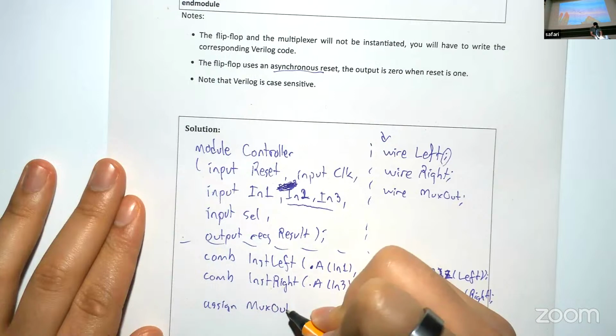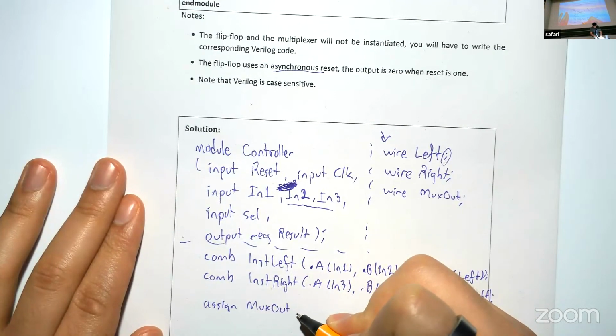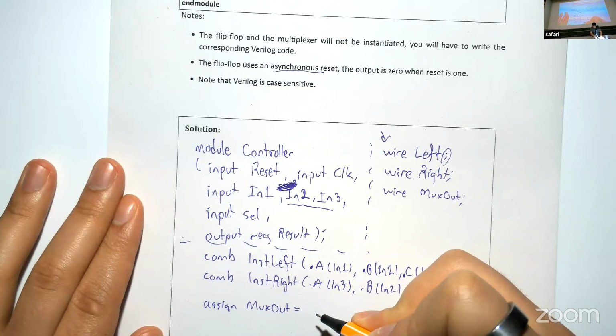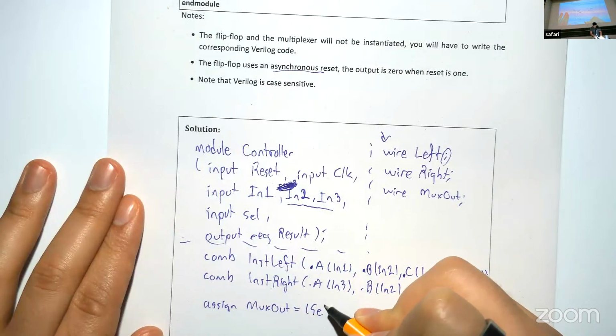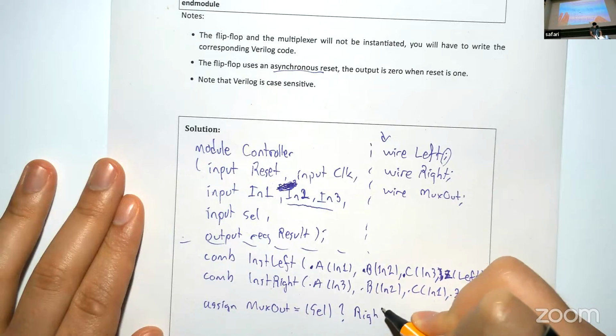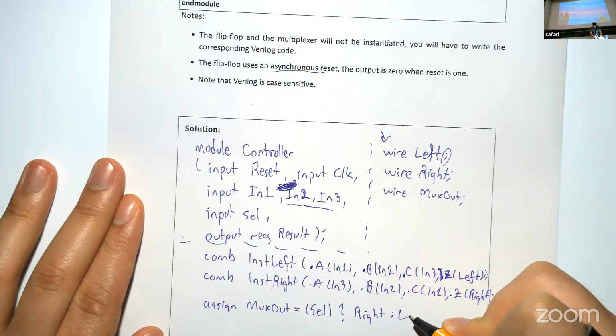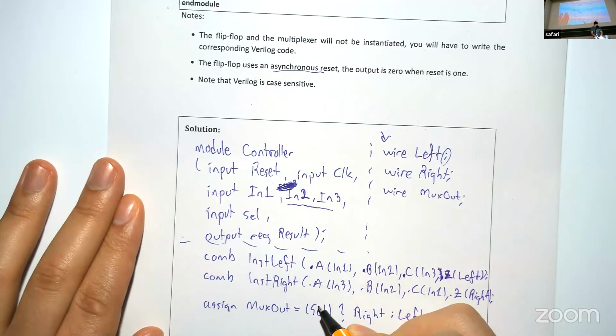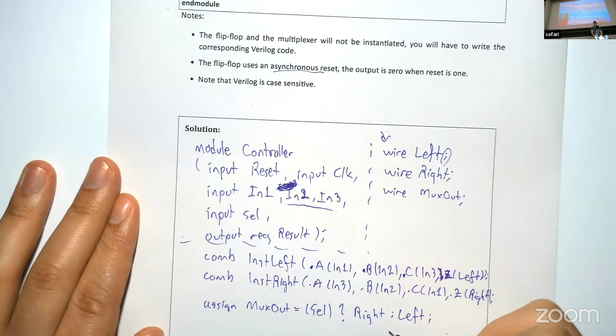We're instantiating a mux here using the ternary operator, I think. You can correct me if I'm wrong, but I believe this is what it's called. What this is going to do is, if the select signal is set, it will select right. If the select signal is not set, it will select left.